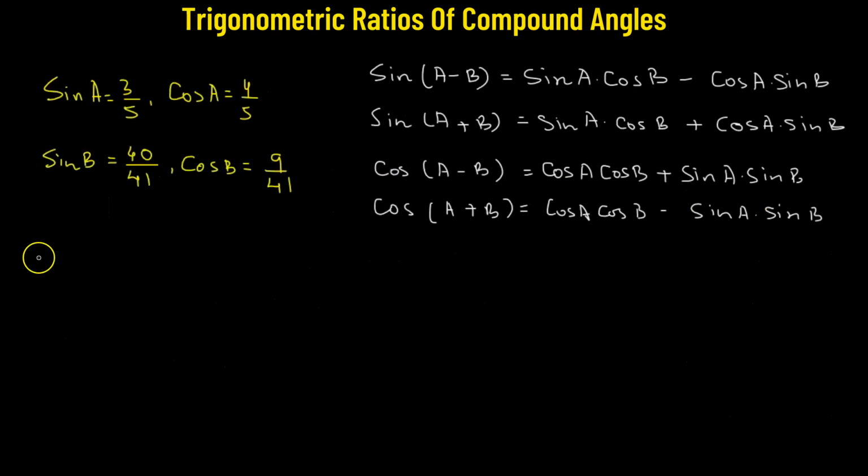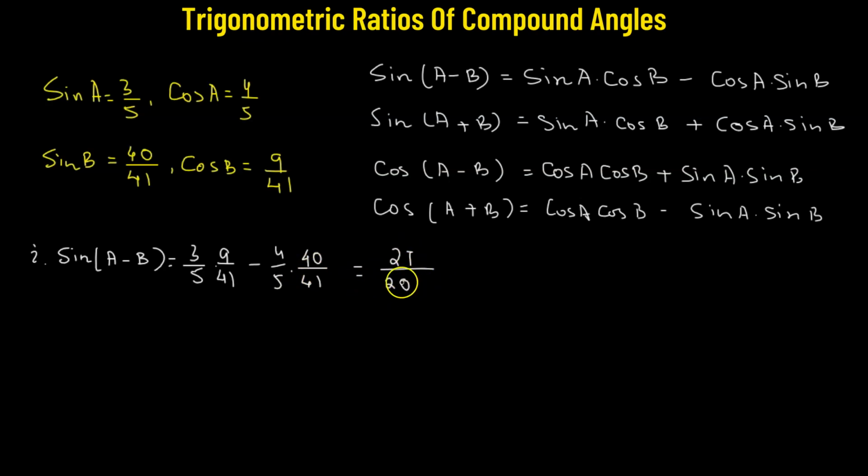So let's begin. We'll first obtain the value of sine of the compound angle A minus B. For sine A minus B, we have sine A times cosine B as the first term. So sine A, that's 3/5, multiplied by cosine B, that's 9/41. Minus cosine A times sine B, so cosine A, that's 4/5, multiplied by sine B, which is 40/41. Let's solve this. 3 times 9 is 27, so 27/205 minus 160 divided by 205. So we have negative 160 added to positive 27, which gives us negative 133 divided by 205. This is the value of sine A minus B.